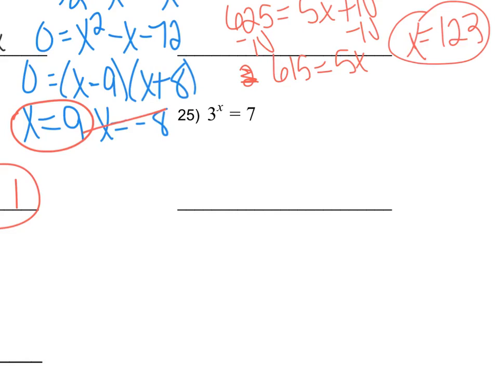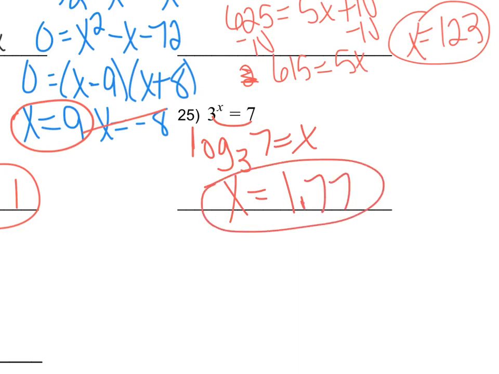Question 25, it's written as an exponent. There's not an exponent for the 7 that we can just set anything equal to. If we have it written as an exponent and we need to solve it, we need to rewrite it as a log. So we're going to have log base 3 of 7 equals x. And you can go ahead and put that into your calculator. When we put log base 3 of 7 into the calculator, we get that x equals approximately 1.77.